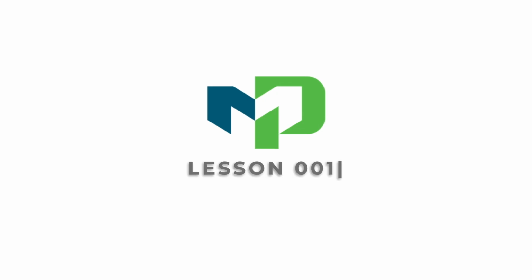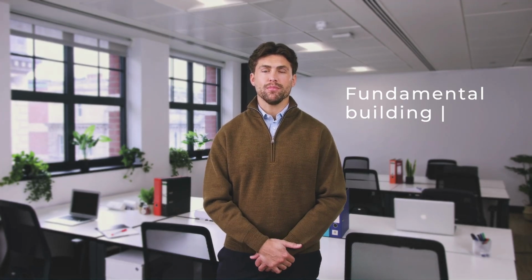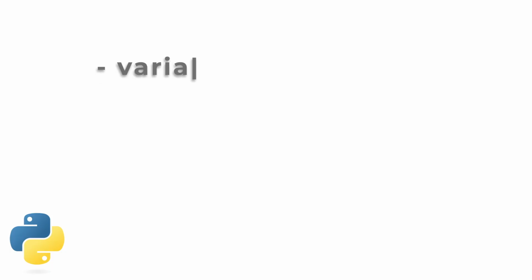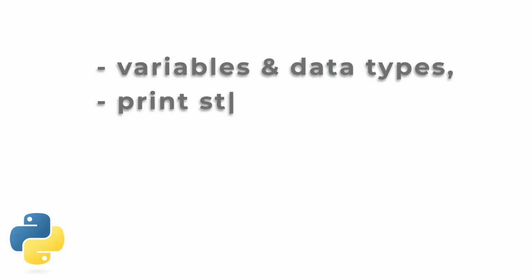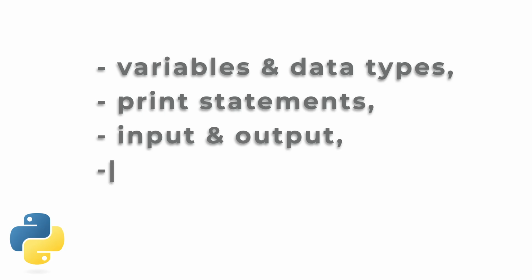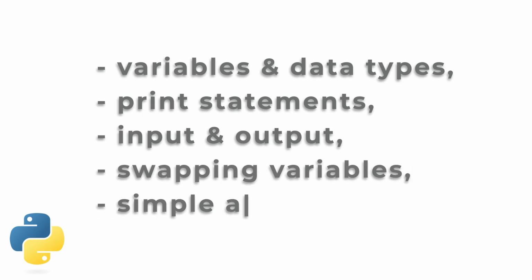Welcome to Lesson 1 of Python Programming Basics, or as I like to call it, your first steps into the brain rot. Don't worry, it's the good kind of brain rot, the kind that makes you feel like a wizard when your code actually works. Today, we're diving into some of the most fundamental building blocks of Python: variables and data types, print statements, input and output, swapping variables, and a bit of simple arithmetic to round things out.